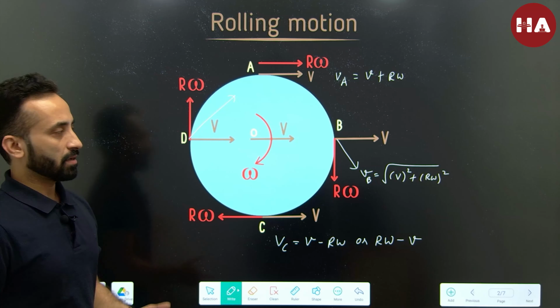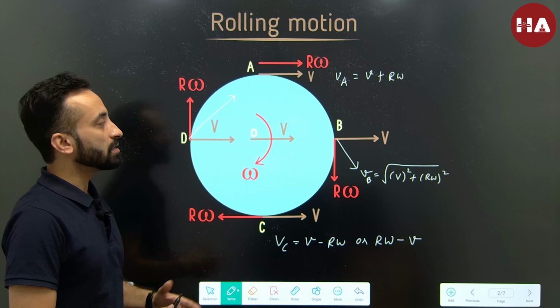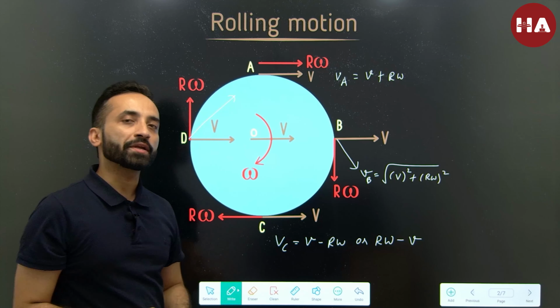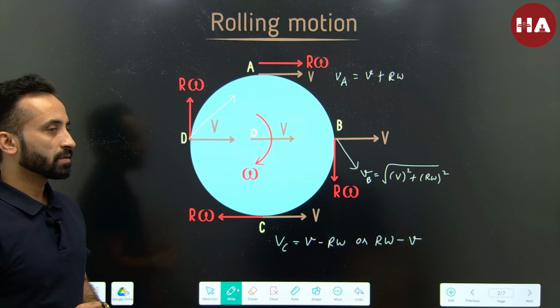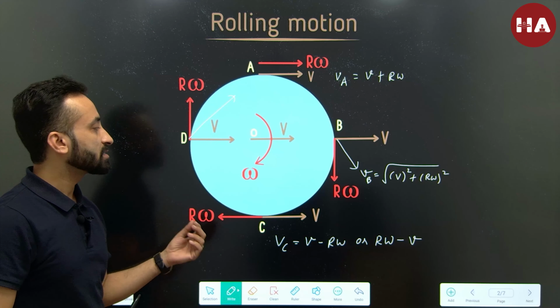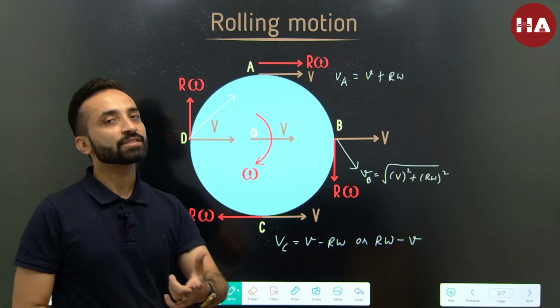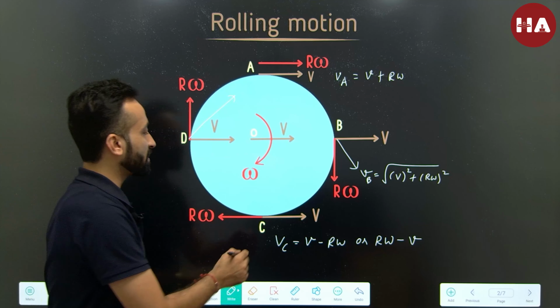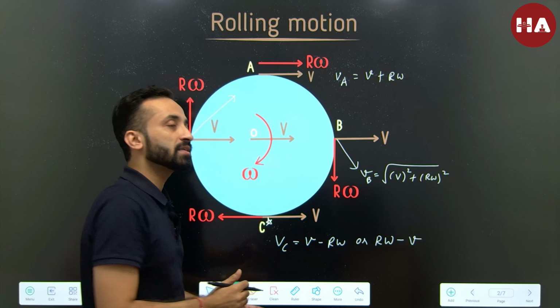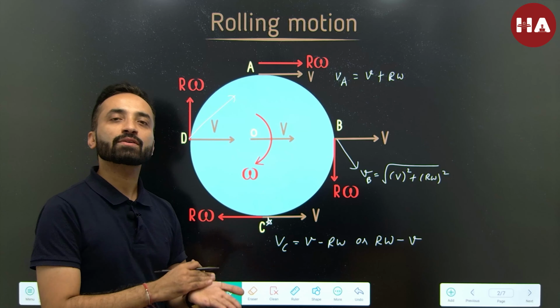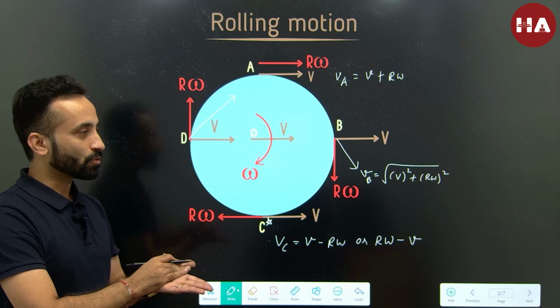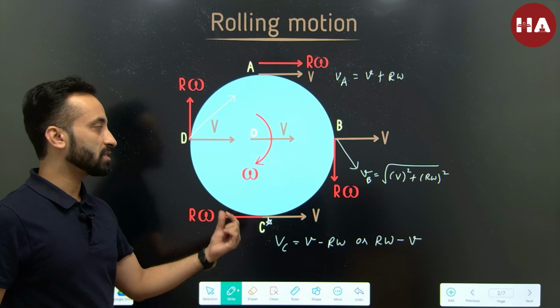But out of A, B, C, D, which is the most crucial point on the object? Think about it. Have you thought of it? The answer should be C. C is a very special point. Now understand why: C is the point that is going to interact with the surface. So rolling depends on this particular point.